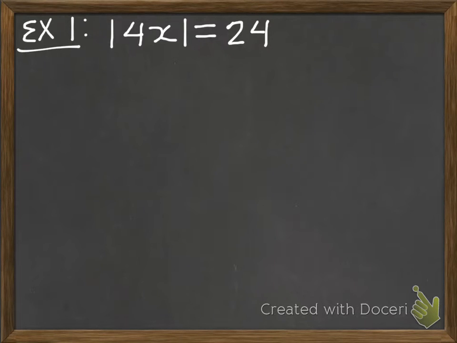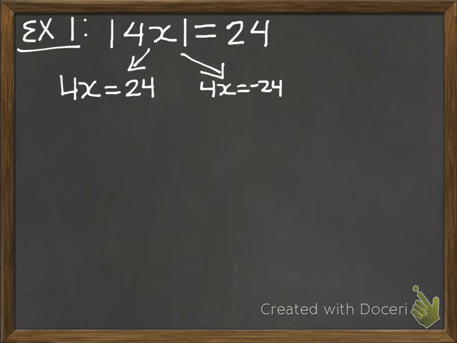So here's an example. We've got the absolute value of 4x equals 24. So here our absolute value is already isolated. So we're going to break this into two separate options. We can have that 4x is equal to positive 24, or it could be true that 4x is equal to negative 24. So working with the positive 24 first, dividing both sides by 4, we get that x could equal 6.